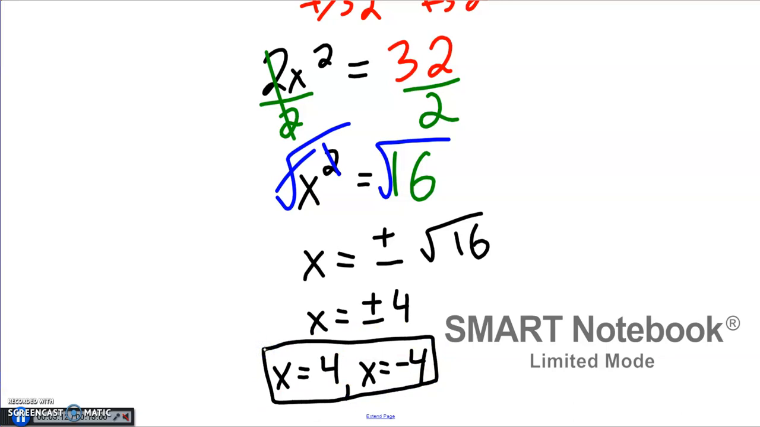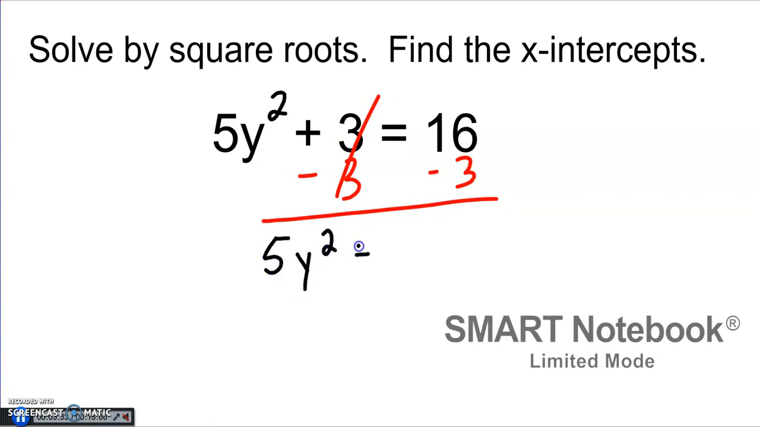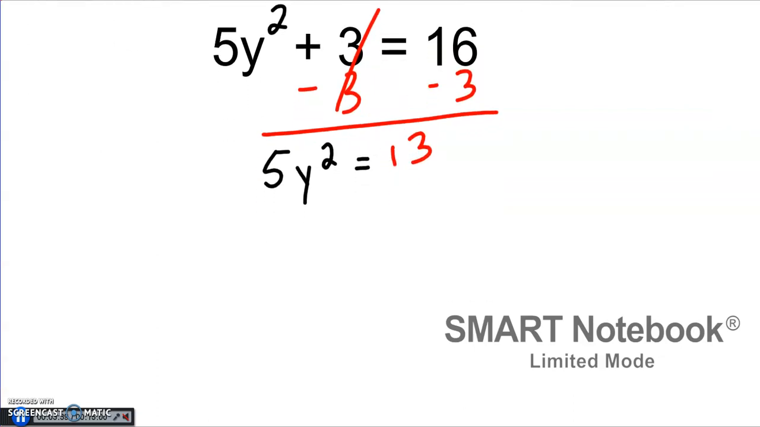All right? So that's a very arbitrary example. Let's go on to something a little bit more complicated. So again, it says solve by square roots and find the x-intercepts. We want to follow those same general steps. So the first thing we want to do is isolate that quadratic term. So I need to subtract 3 on both sides. That cancels. We're now at 5y squared is equal to 13. I want that y squared all by itself, so I need to divide both sides by 5.